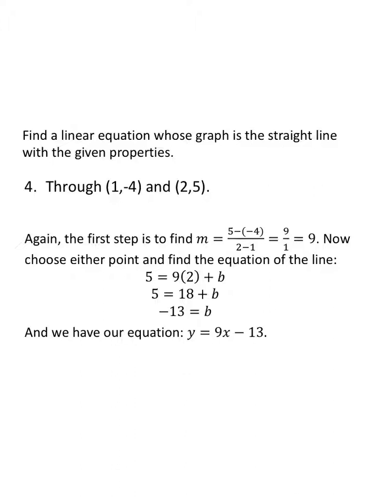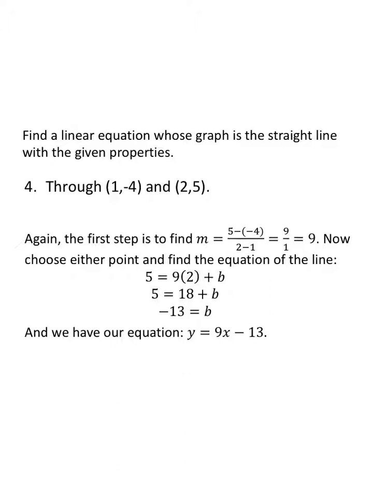And our last example of this section. Find a linear equation whose graph is the straight line, that's how we know it's a linear equation, with the given properties. It goes through the points (1, negative 4) and (2, 5). Same thing. We always have to have our slope. So we'll subtract the y values. 5 minus a negative 4, divided by 2 minus 1. 5 minus a negative 4, that's 5 plus 4, which is 9. 2 minus 1 is 1. 9 divided by 1 is 9.